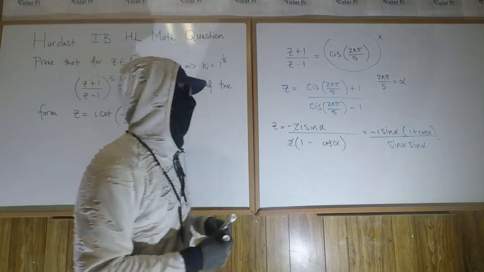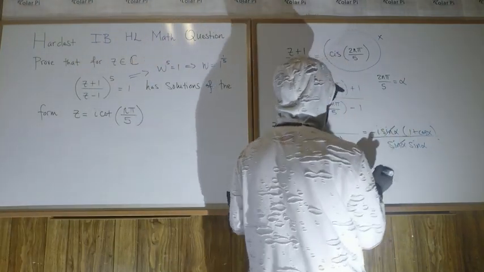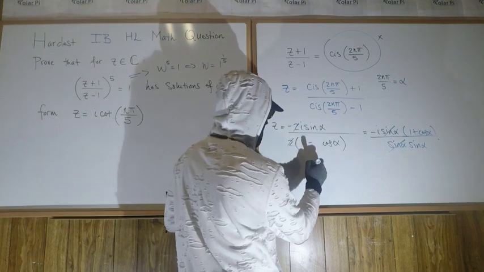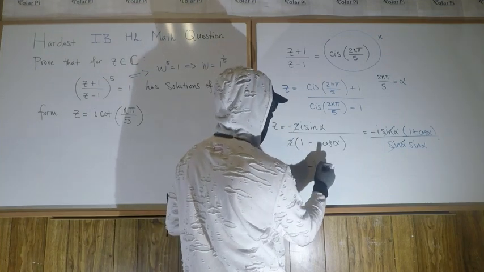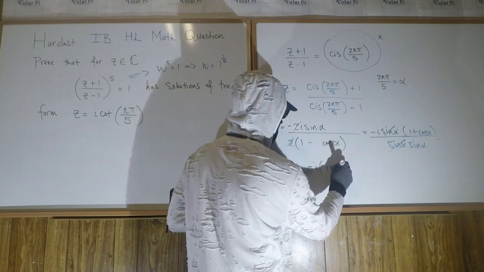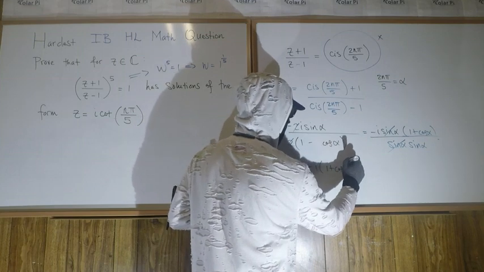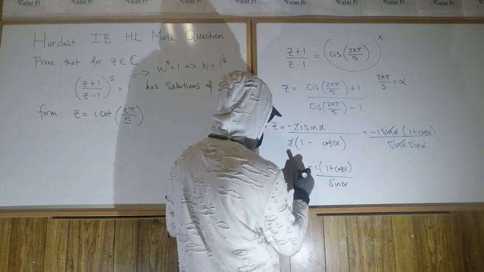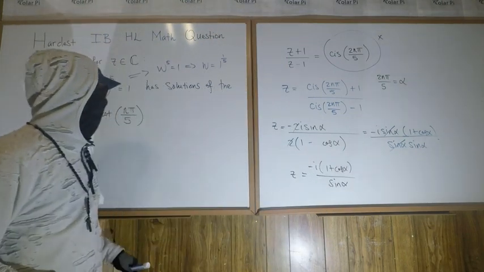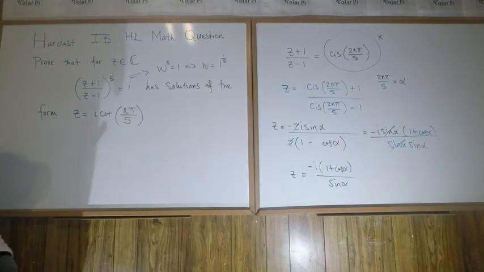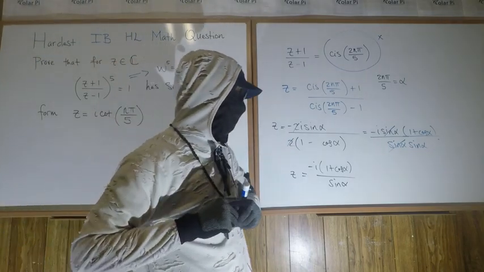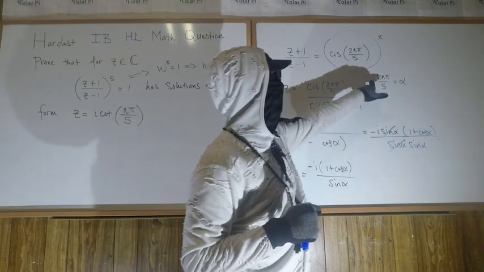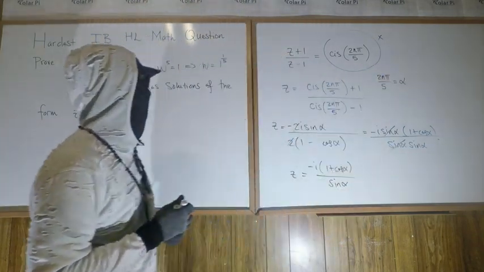Now look here, what we're going to do is cancel here and here. So we're going to get minus I times 1 plus cosine alpha over sine alpha. Okay, so this is equal to z right now. And this somehow needs to turn into I cotangent n pi over 5. Perhaps it is here where we should recall what alpha was. It's 2n pi over 5.